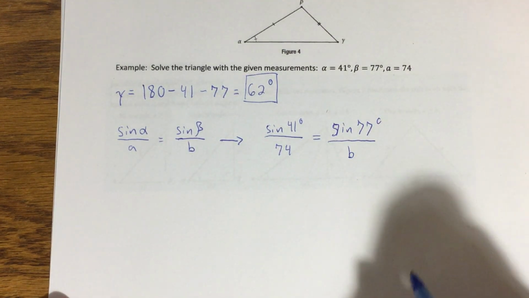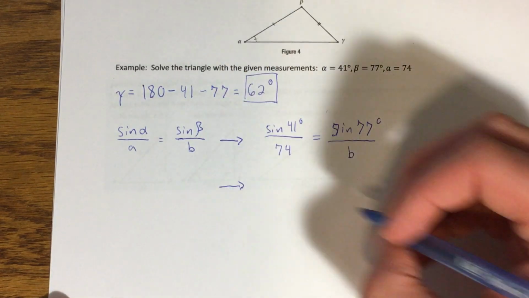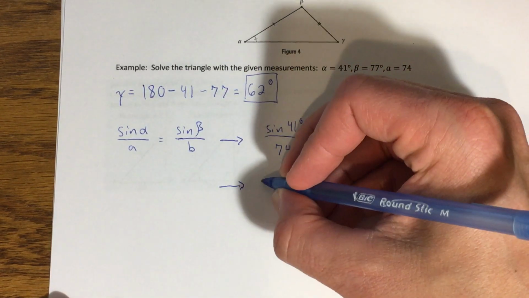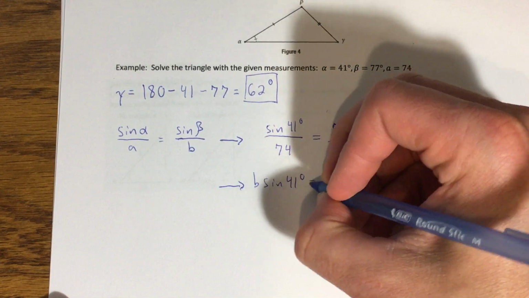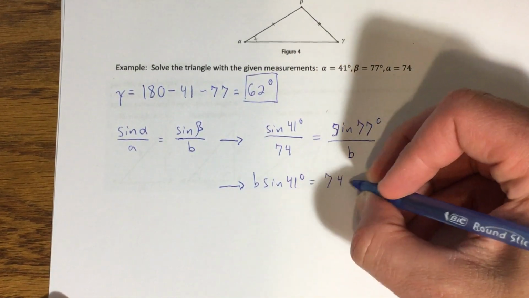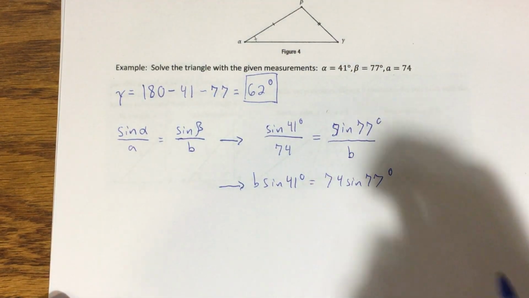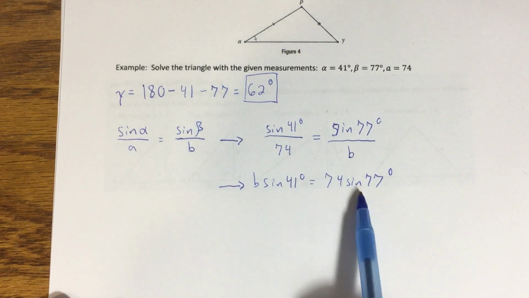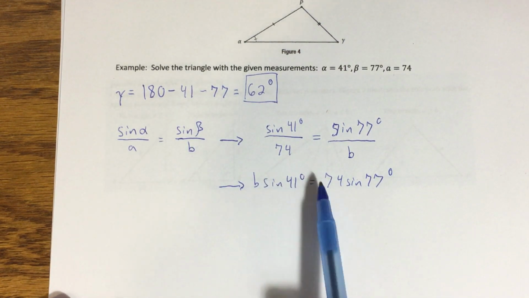Okay? Now what I'm going to do is cross multiply to solve. So this is going to be B times sine of 41. And this will be 74 times sine of 77 degrees. It's important that you don't start plugging things into a calculator quite yet. We are going to use a calculator for this, but we're going to save this until the very last step.